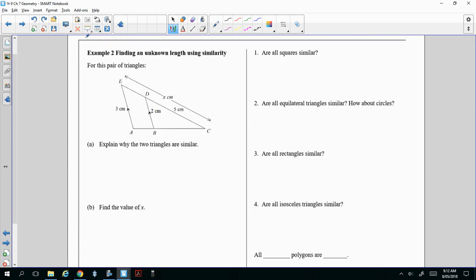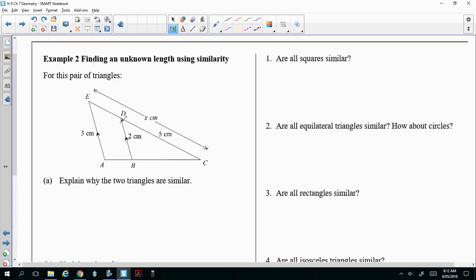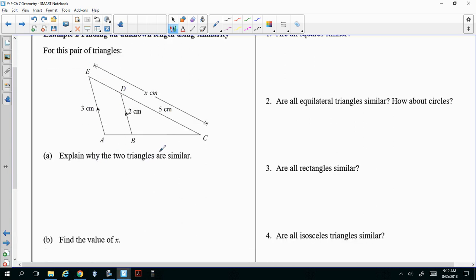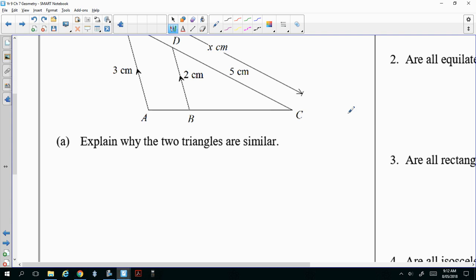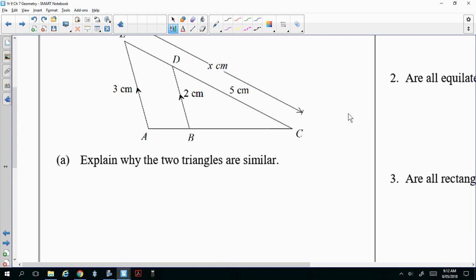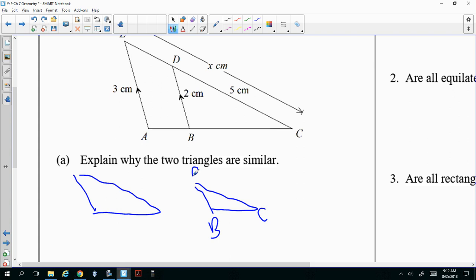So the two triangles, explain why they are similar. So you have to use a similar test. So what you do is this. Let's look at this triangle. Now the two triangles are the big one and the smaller one, right? CBD and the other one CAE. Now, why are they similar? You have to use a test.